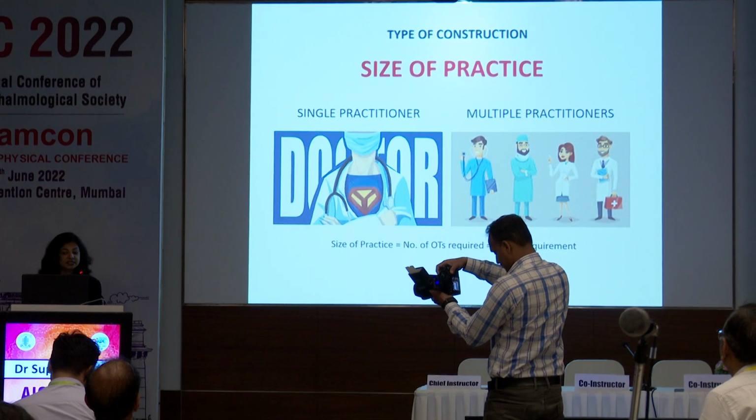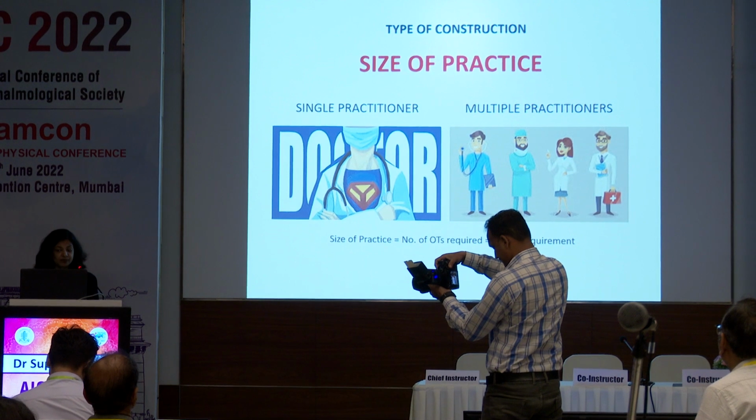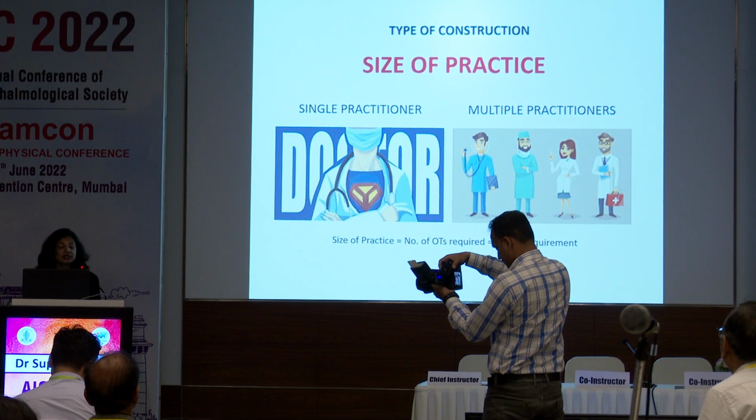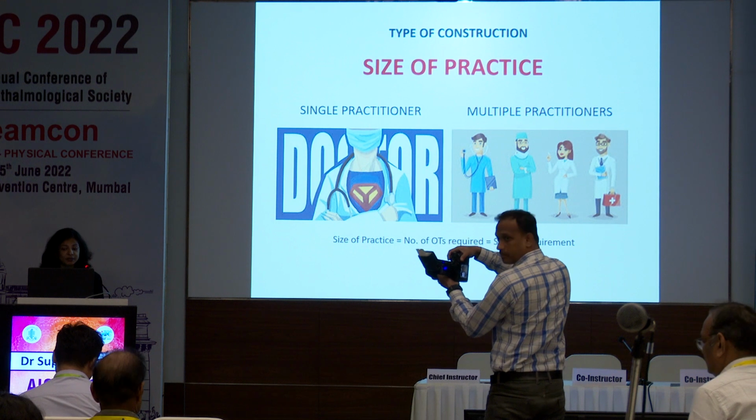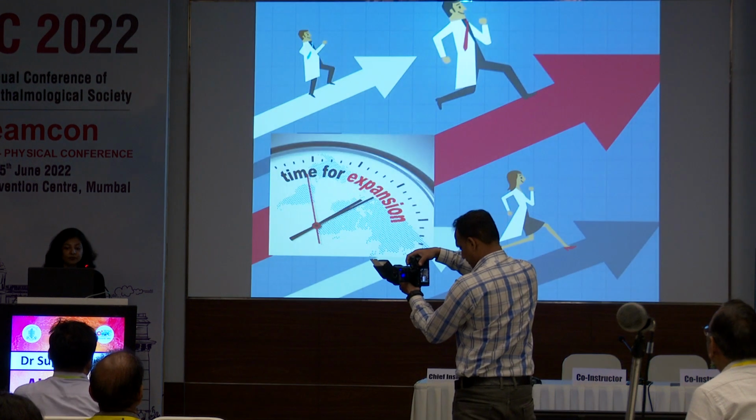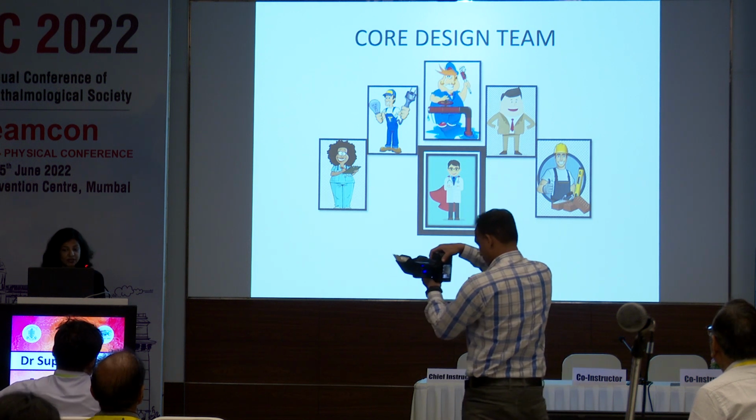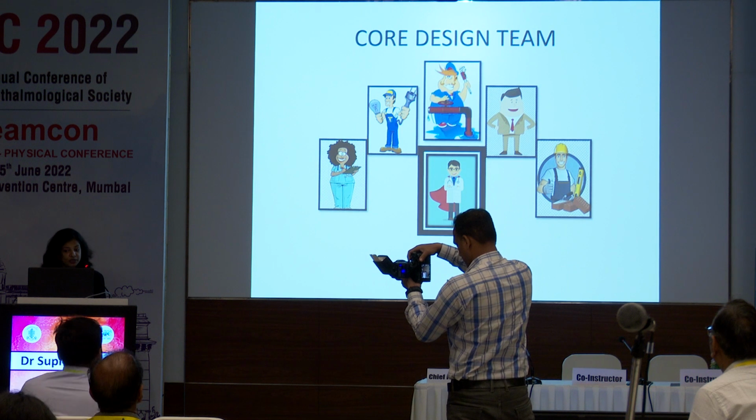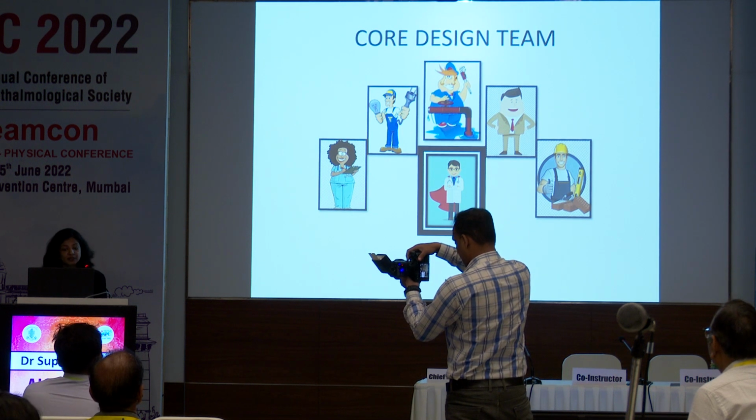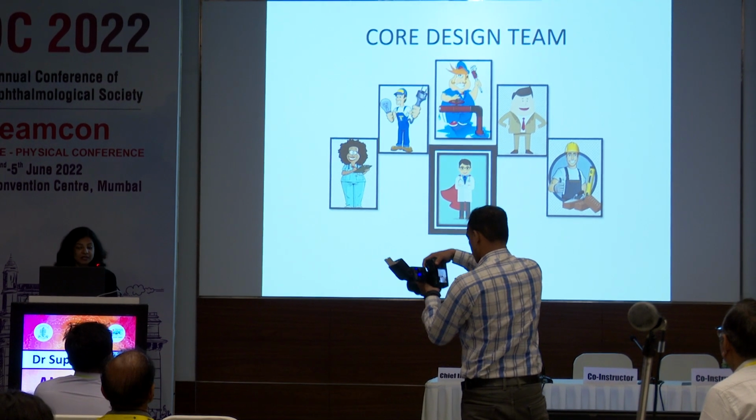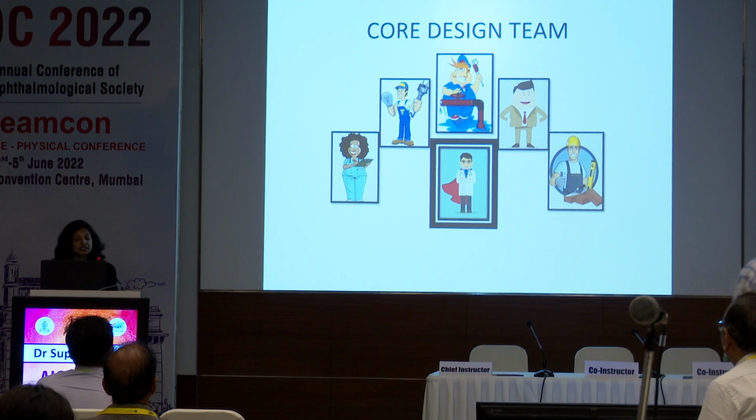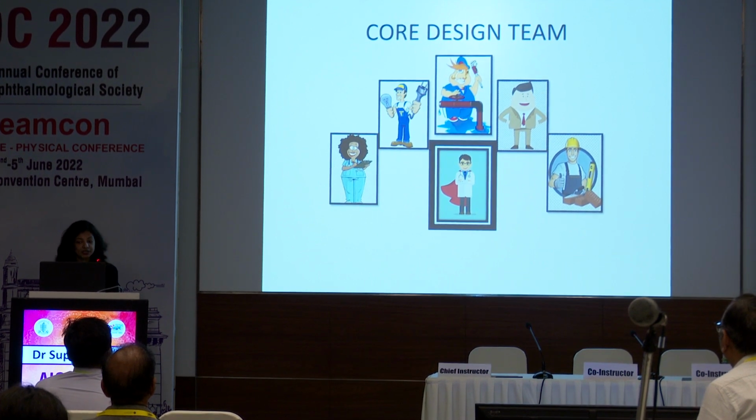The next thing to consider is regarding the size of the practice, as this is directly correlated with the number of OTs required and thus with the requirement of the space. Designing an OR is not merely a simple civil engineering work, but it requires a combo effort of all the departments. So make a core design team comprising of senior nurses, electricians, plumbers, administrators, builders, and of course the surgeon, and try to visit as many theatres as possible in your locality to understand what works and what does not, and also to gain from their experience.